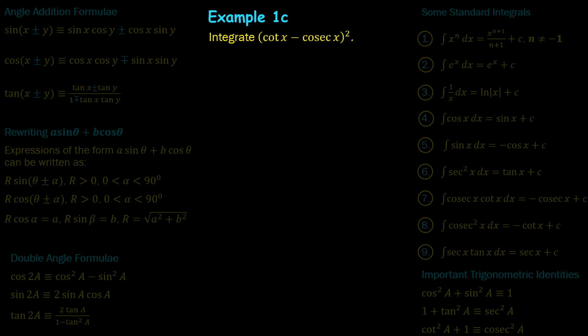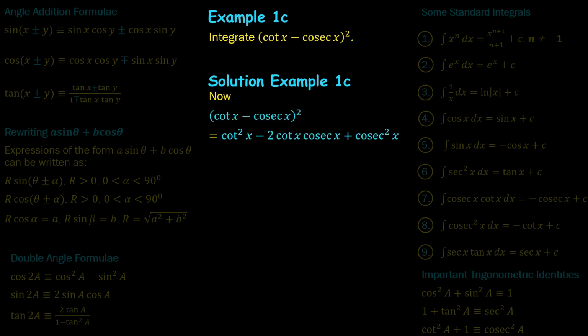Now let's take a look at part C. We are required to integrate (cot x minus cosec x) all squared. So let's solve this. We begin by multiplying out the brackets as shown. Next, remember that we're going to replace cot squared x by another expression which is integratable. In particular, we're going to replace cot squared x by cosec squared x minus 1, using the identity highlighted.